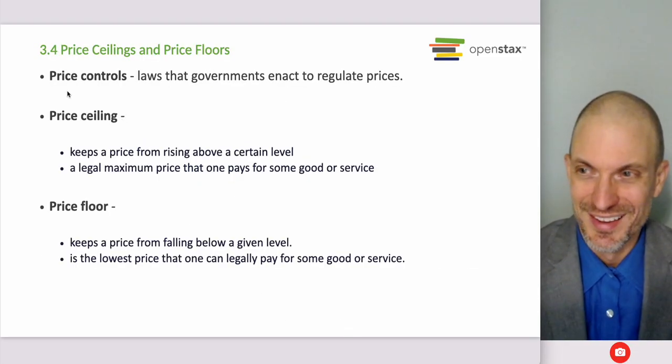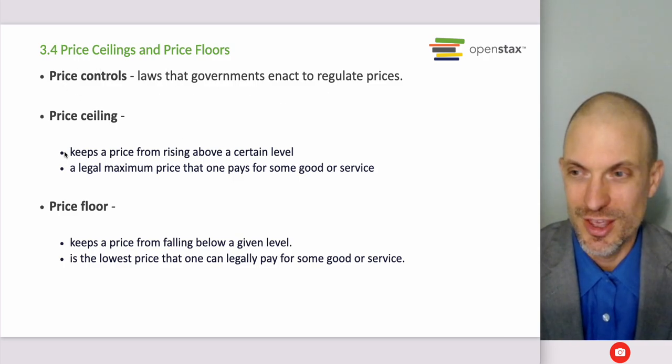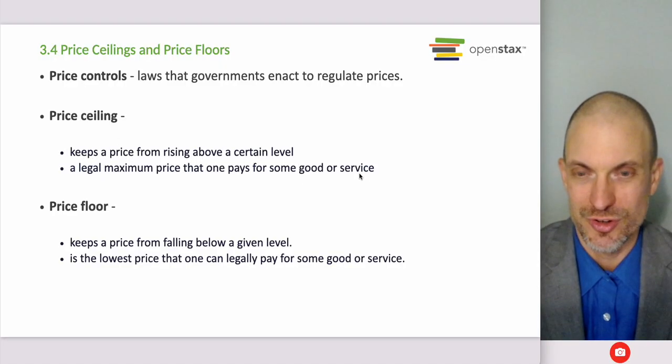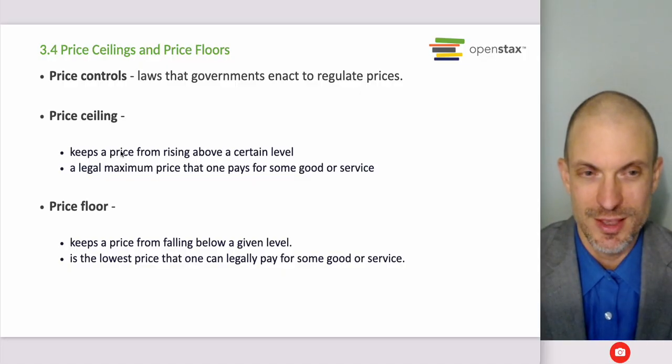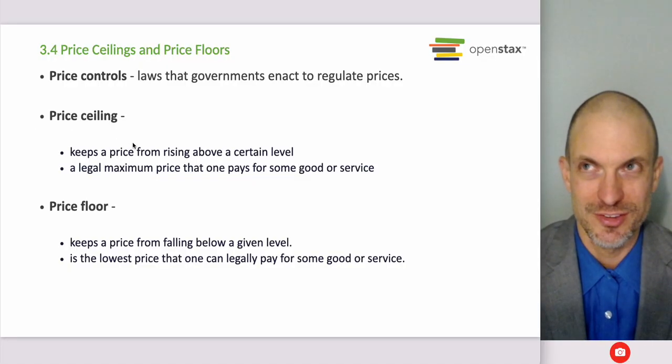Okay. Next, price ceilings and price floors. Price controls are laws governments enact to regulate prices. A price ceiling keeps a price from rising above a certain level. It's a legal maximum that one pays for some good or service. It doesn't specify what the price is going to be. It says where the price can't go. It can't go higher than where the price ceiling is, right?